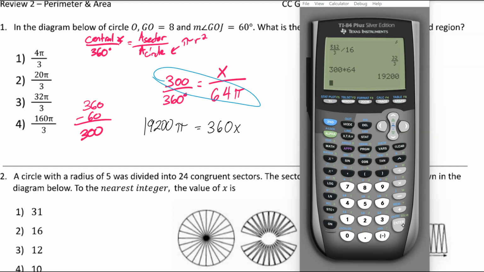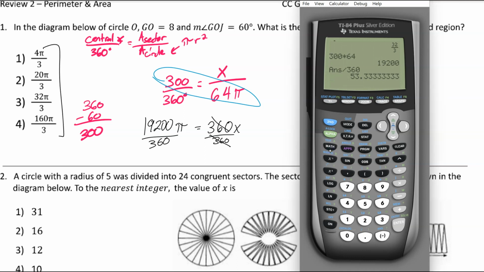So I'm not going to touch that button in my calculator yet because I notice all of my answers have a pi in them. So to continue solving this equation, I want to isolate x, so I can divide 360 on both sides of the equal sign. And I can divide that 19,200 by 360 to find that I get 53.333333.